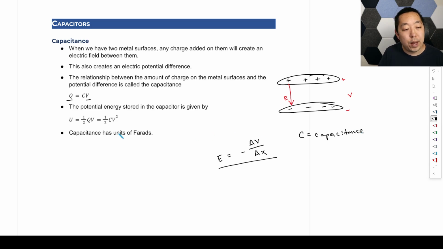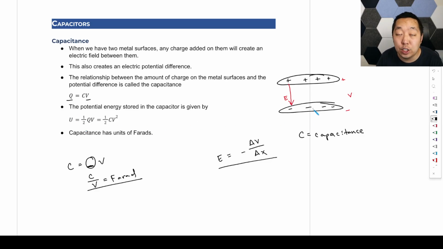And for the units of capacitance, if you think of this formula, coulombs is equal to C times volts. So the unit of C is going to be coulombs divided by volts, which we call a farad. Now, the other thing is there's potential energy stored on a capacitor, because making that charge configuration required work. The overall potential energy is given by 1/2 QV or 1/2 CV squared.